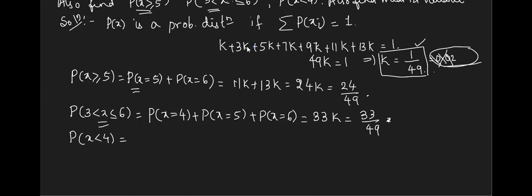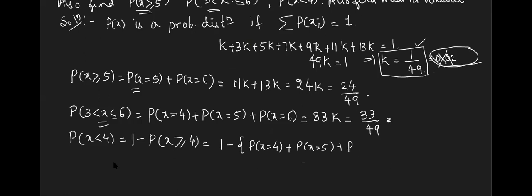So what is the complement of this? 1 minus probability of x. For less it is greater. Equal to is not included. So I have to take equal to also, right? Yeah, so this is 1 minus probability of x equal to 4 plus probability of x equal to 5 and probability of x equal to 6. So already this is done. So 1 minus this is 33 by 49.